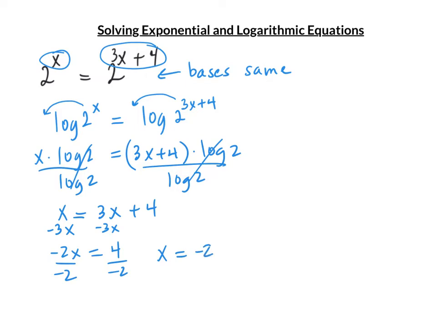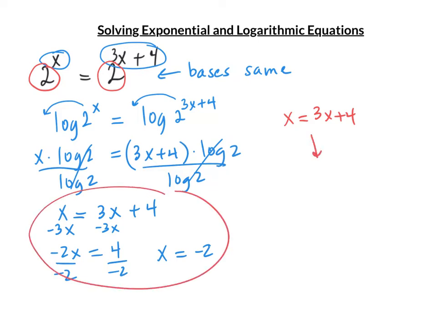Notice I can plug this in, and it makes it true. 2 to the negative second would equal 2 to the 3 times negative 2, which is negative 6, plus 4, which also is negative 2. It's 2 to the negative 2 equals 2 to the negative 2. And the important thing I want you to realize: as long as the bases are the same, all I need to do is set those exponents equal. x equals 3x plus 4, and solve, just like I did here, and you're going to get x equals negative 2.